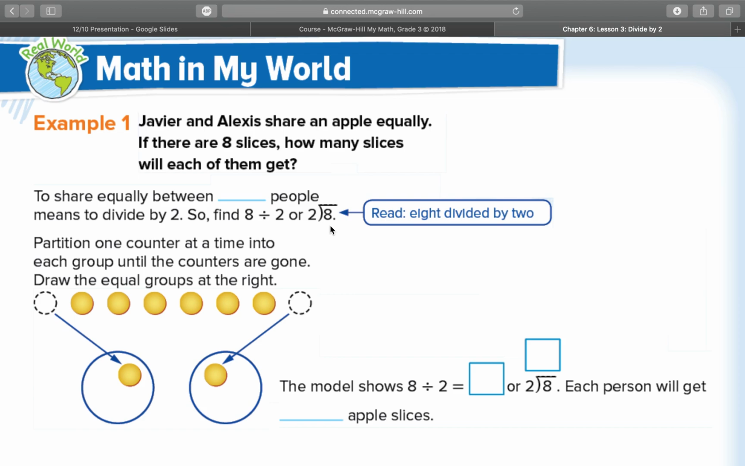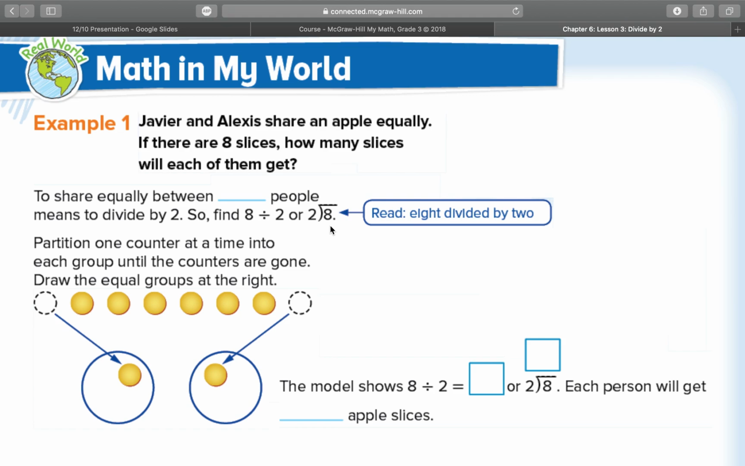Anyway, so example 1: Javier and Alexis share an apple equally. Okay, how many people are sharing the apple, Katie? 2. Told you she's a whiz. If there are 8 slices and 2 people, how many will each of them get? 4. Okay, I was kidding.